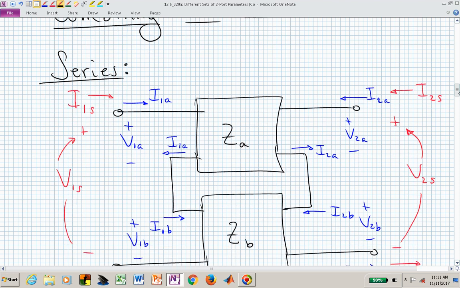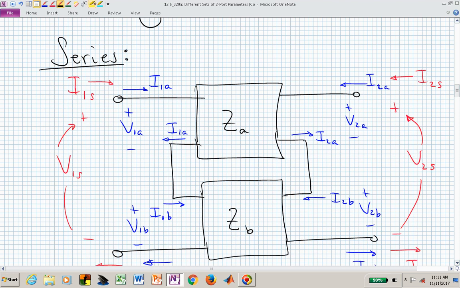Here is one way that we could do it. In this particular way of combining 2 ports, I have a 2-port Z sub A and I have a 2-port Z sub B. Now I have these connected in series. By that I mean that at port 1 we have a series connection so that the currents in port 1 and port 2 are the same. This is then labeled as a series connection, and what does that mean if we now tried to aggregate these 2 ports into one 2-port representation?